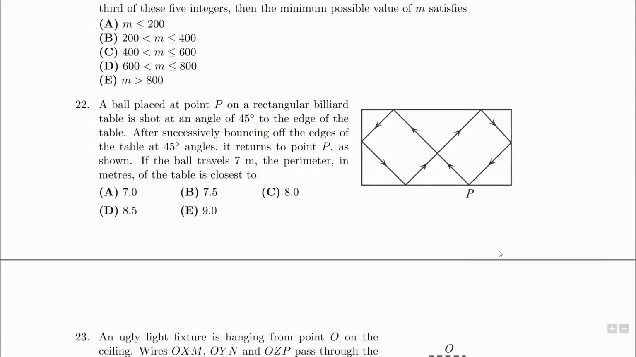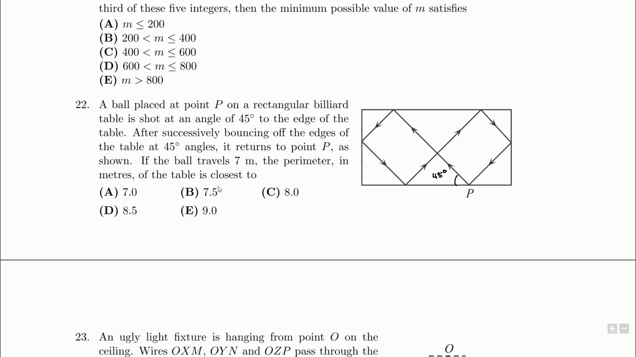A ball placed at point P on a rectangular billiard table is shot at an angle of 45 degrees to the edge of the table. Based on the arrows in the picture, I'm guessing we have 45 degrees here. After successively bouncing off the edges of the table at 45 degree angles, it returns to point P as shown. If the ball travels 7 meters, the perimeter in meters of the table is closest to... interesting, the perimeter of the table.